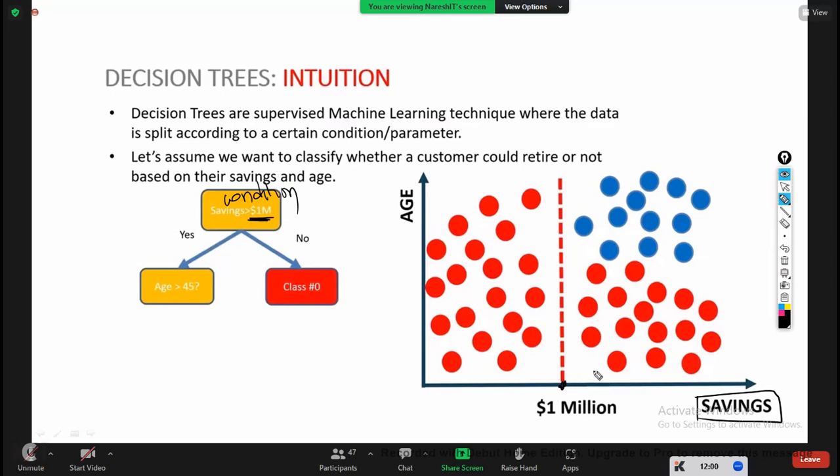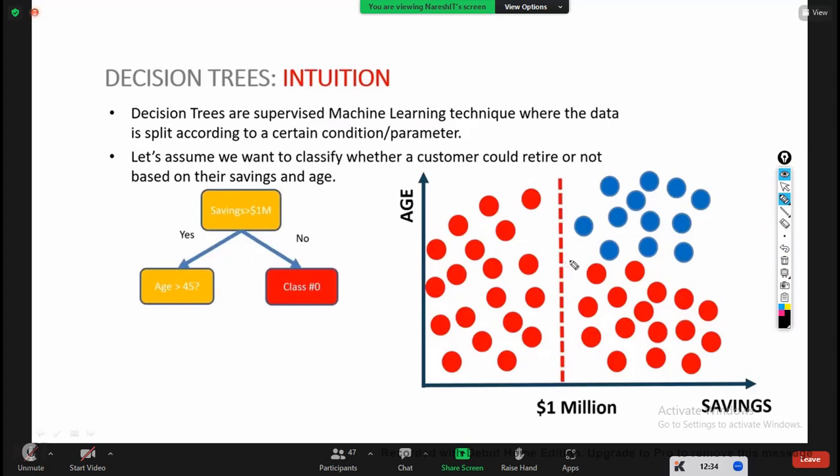Savings greater than 1 million means this side, and the answer is true. If the condition is true, that is, savings greater than 1 million, you have two categories and you can't classify. But if the savings are less than 1 million, you have only one answer directly, which is class red. So savings less than 1 million directly gives the red category, while savings greater than 1 million gives both red and blue categories.